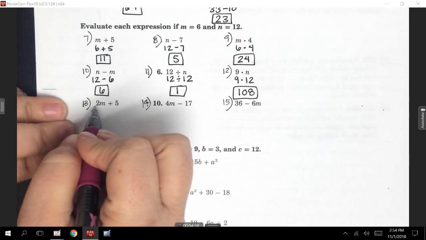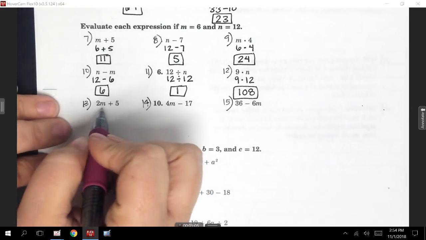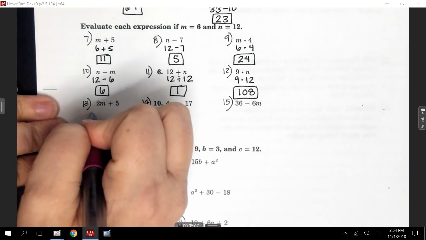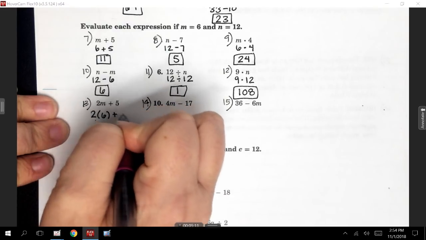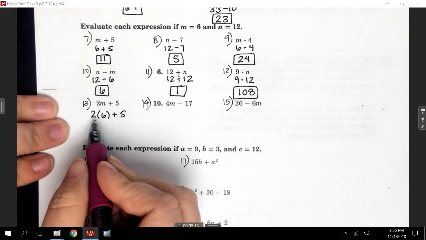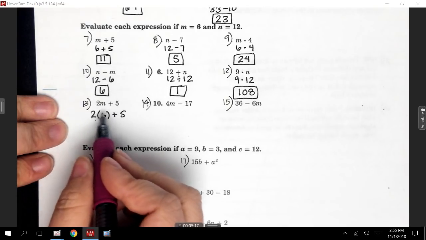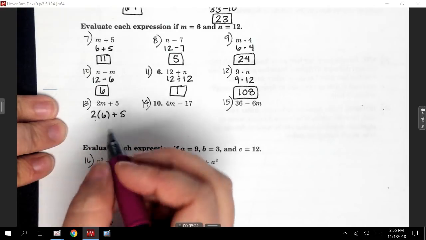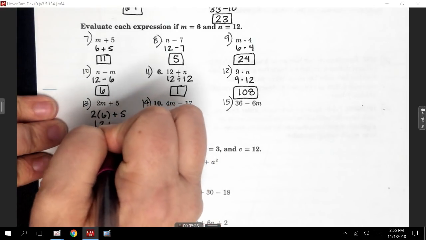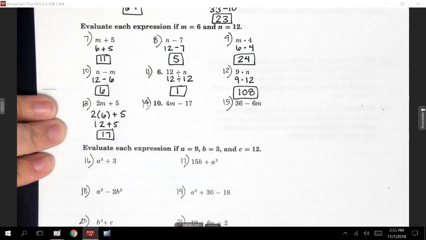All right. On the next one, it says 2m plus 5. So this is that new concept that we've been learning about this week. That 2 and m are next to each other. My m is 6. But to keep that from looking like 26, I'm going to put that 6 in parentheses. When two numbers are right next to each other like this, it is multiplication. This is just a new, fancier way to write multiplication. So that's going to give me 12 plus 5, which does give me 17 as my answer.